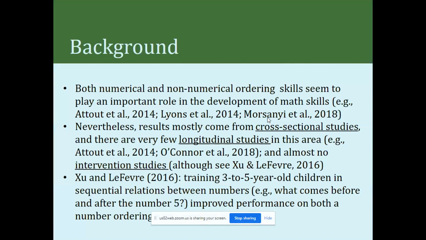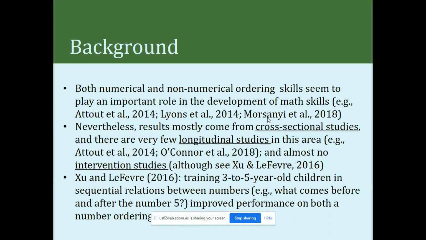Those of you who are here are quite aware that both numerical and also non-numerical ordering skills seem to play an important role in the development of math skills. I say "seem to" because almost all studies in this field are cross-sectional correlational studies, and there are very few longitudinal studies and even fewer intervention studies.